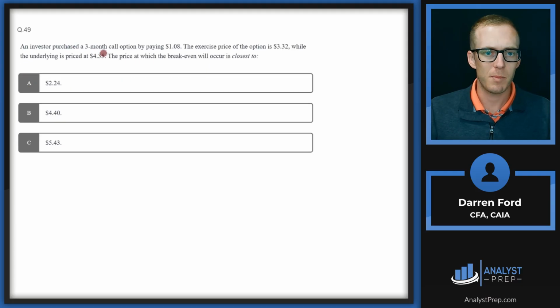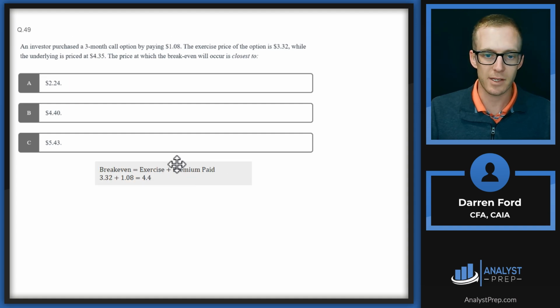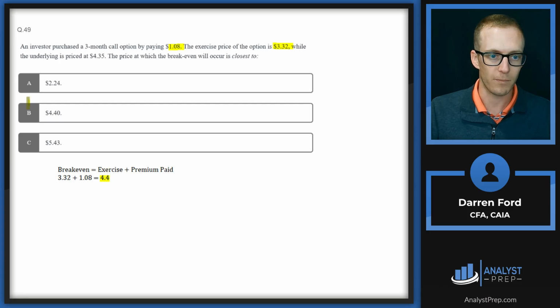Answer A. An investor purchased a 3-month call option by paying $1.08. The exercise price of the option is $3.32, while the underlying is priced at 4.35. The price at which the break even will occur is closest to. And we've got calculating here. Break even is going to be our exercise plus our premium paid. So we're just going to take this 3.32, add that 1.08, gives us a break even at 4.4.